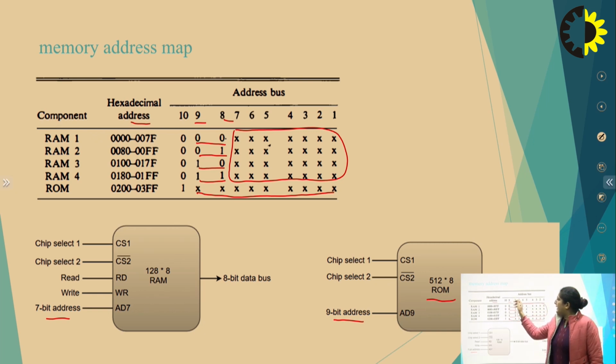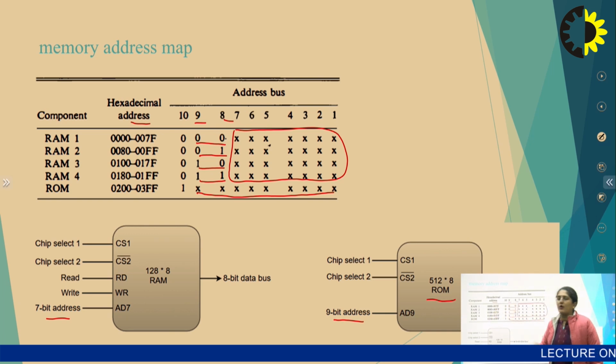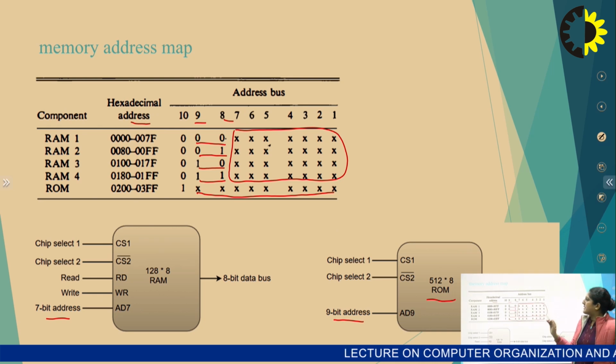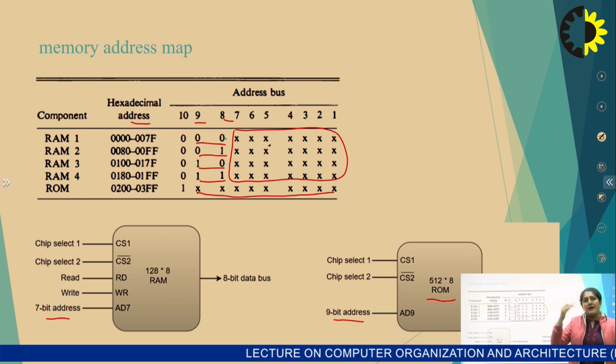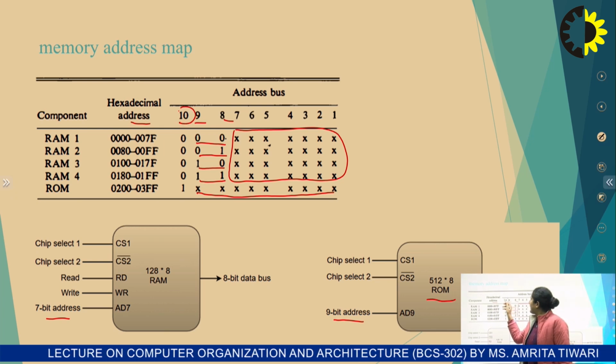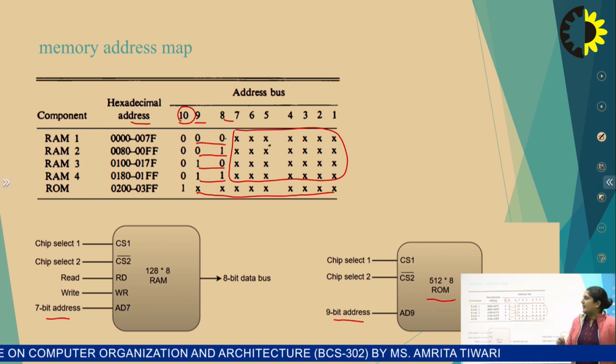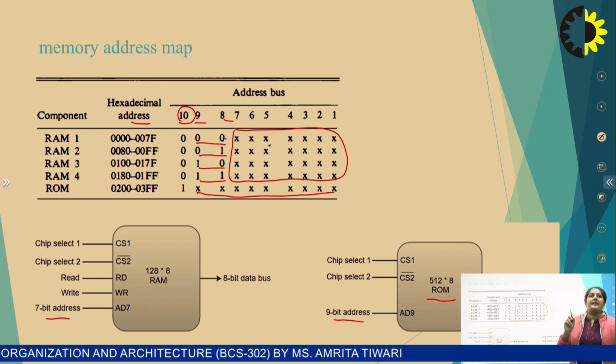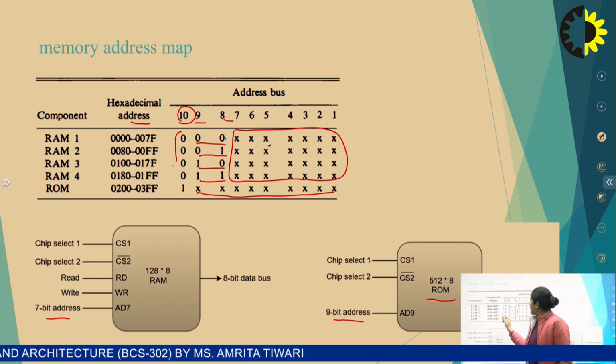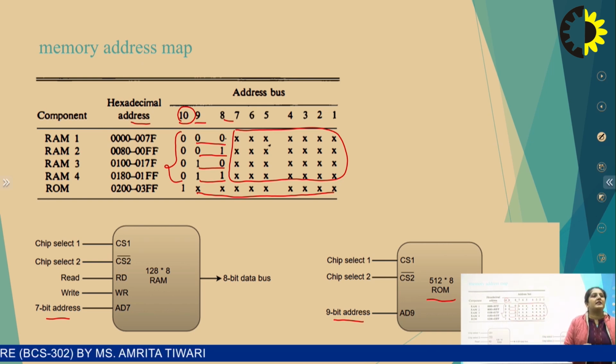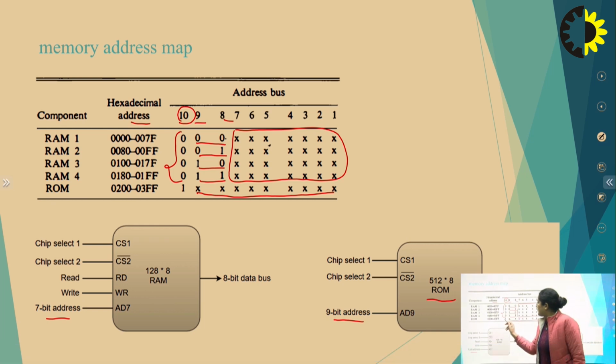We will be using a decoder. We will see the whole diagram later, but here we choose among these 4 RAMs with the help of the 9th and 8th bits. There will be a decoder of 2 into 4. Similarly, if we want to choose between the RAM and ROM, we will use the 10th bit. If the 10th bit is 0, then we will choose the RAM. If the 10th bit is 1, then we will choose the ROM.